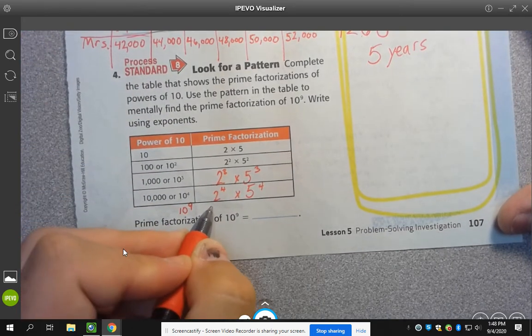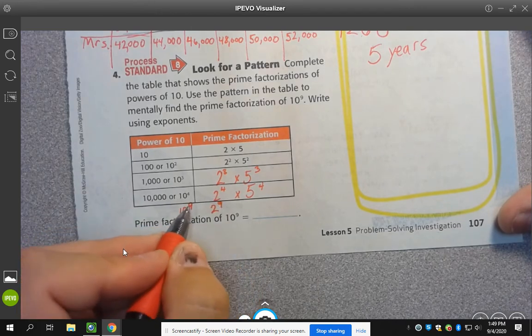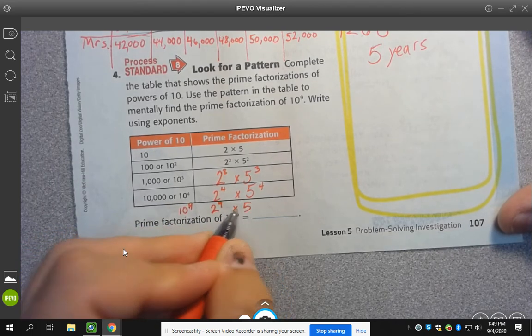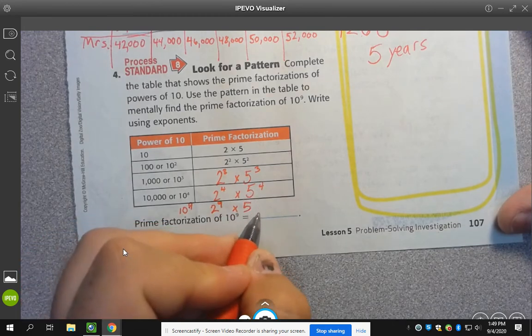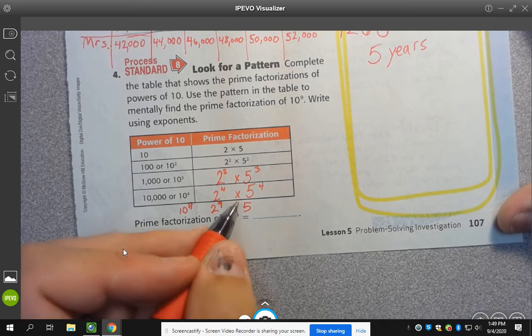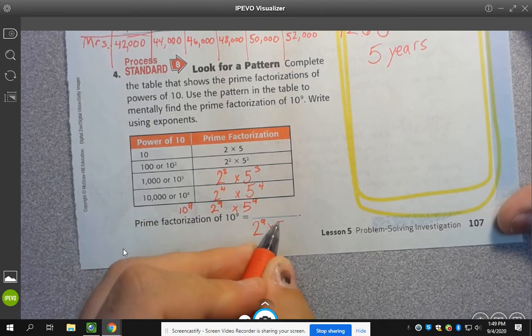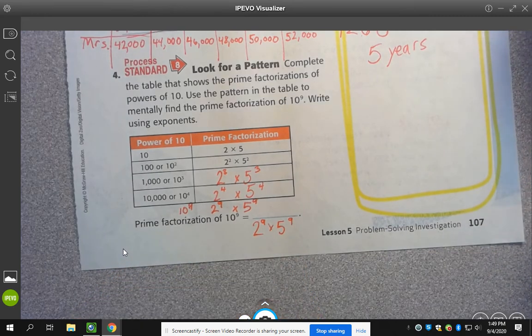We're going to have what? 2 to the power of what? 9, because of the 9. Times 5 to the power of what? 9, yeah, 9. So our answer is going to be 2 to the power of 9 times 5 to the power of 9. And I'm not going to make you figure out what that answer is, of course, because it'd be multiplying all day long. You probably could all, because all you got to do is just keep doubling everything. But the 5s would be a little bit more difficult.